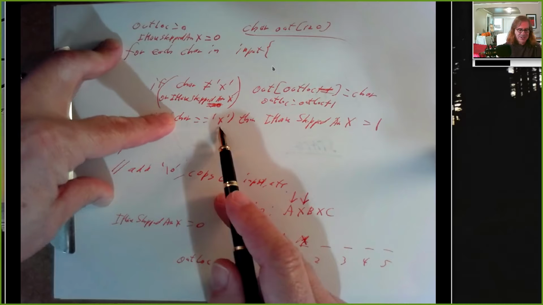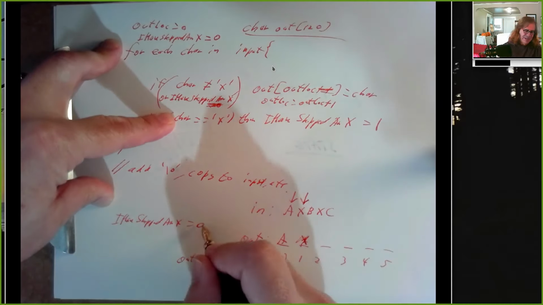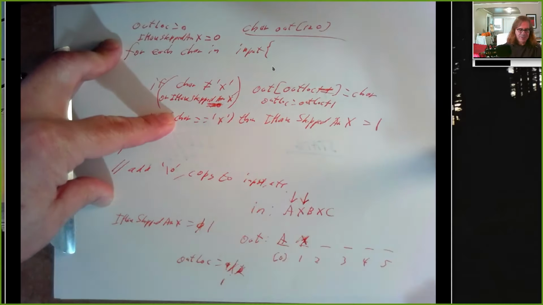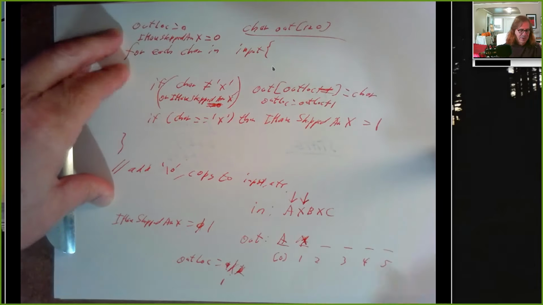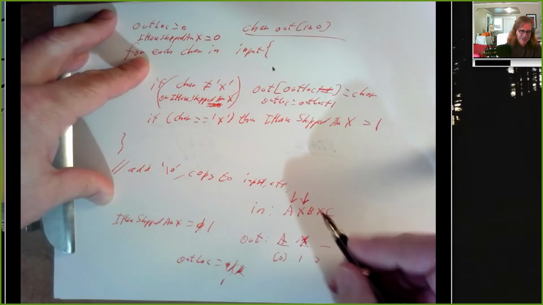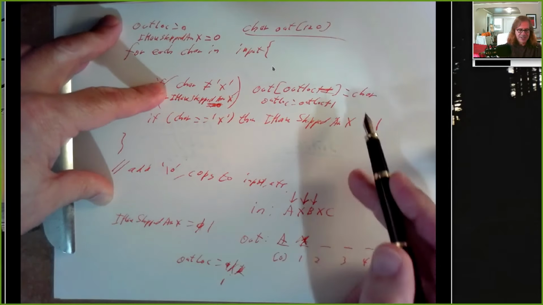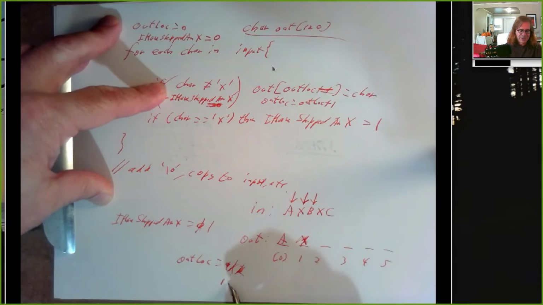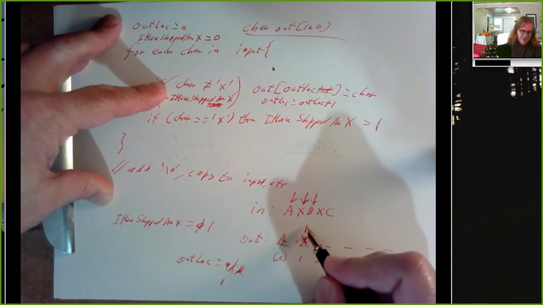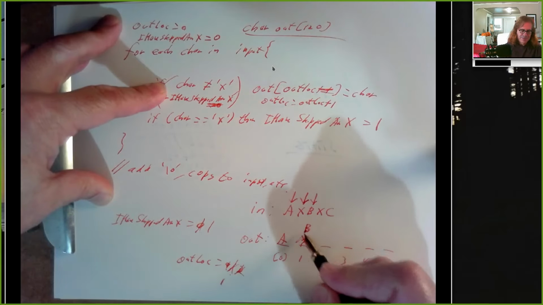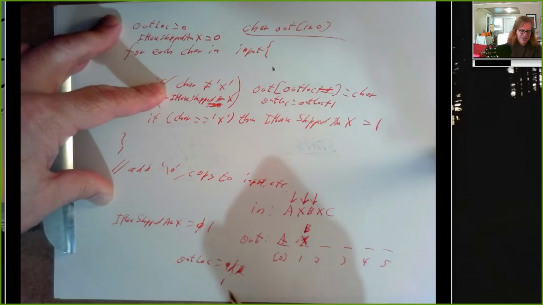But character is equal to X. That's going to change our flag. I've skipped an X is going to become 1. Alright, now we're going to go on to the next character in our input. That's the letter B. That's not equal to an X. It's going to copy that to output bracket outlook, which is 1. That's going to put a B right here. And then we're going to increment outlook.